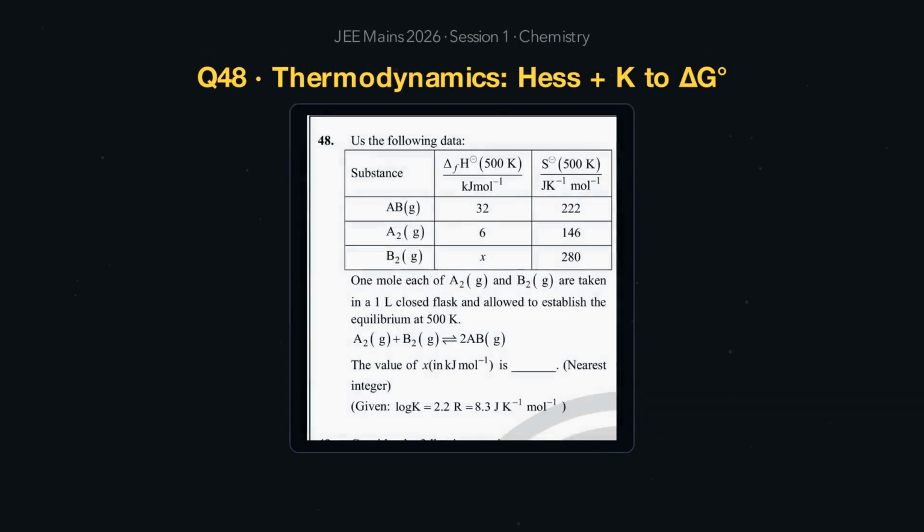One number in this thermodynamic data table is unknown, the heat of formation of B2. We're told the equilibrium constant at 500 Kelvin. The challenge is to use that information to track down the missing enthalpy value.